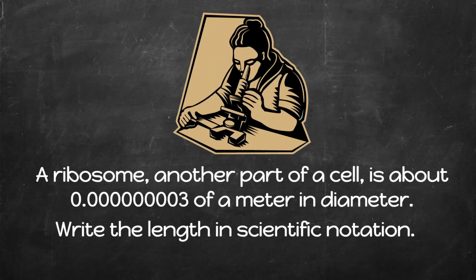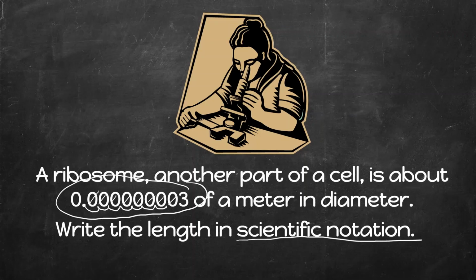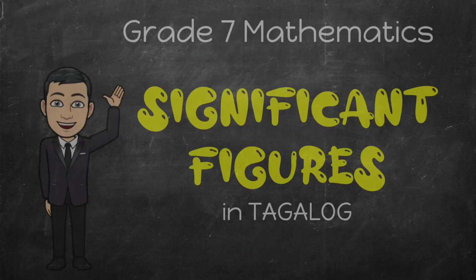Another example. A ribosome, another part of a cell, is about 0.000000003 of a meter in diameter. Write the length in scientific notation. So, eto lang naman yung given natin. So, ito yung susulat natin sa scientific notation. Ilang 0 meron? 1, 2, 3, 4, 5, 6, 7, 8. So, andito yung decimal. So, we have to move how many? 1, 2, 3, 4, 5, 6, 7, 8, 9. So it will become 3 times 10 raised to negative 9.